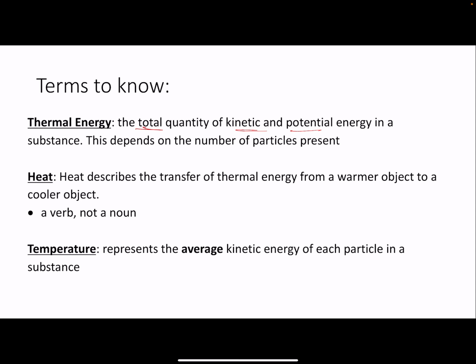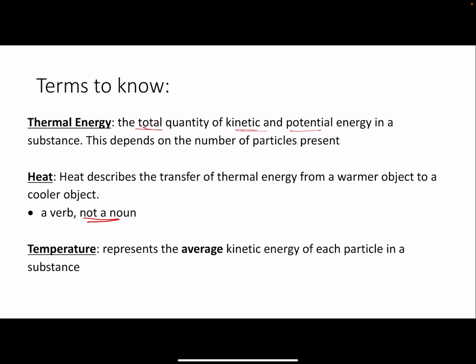Heat describes the transfer of thermal energy. We often use heat to describe something that's hot, but that's technically incorrect. Heat describes the movement of energy. So we wouldn't say that table is hot. You could say that table feels hot, because it's describing you absorbing the heat from that table. In technical terms, it's not actually a noun. Heat is not a thing. It's an action. It's the transfer of energy.